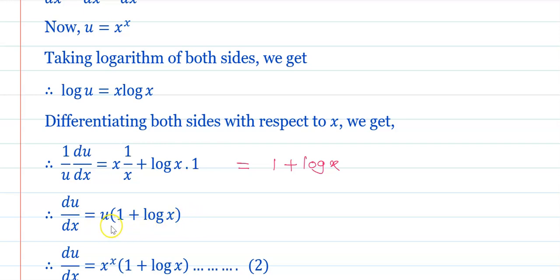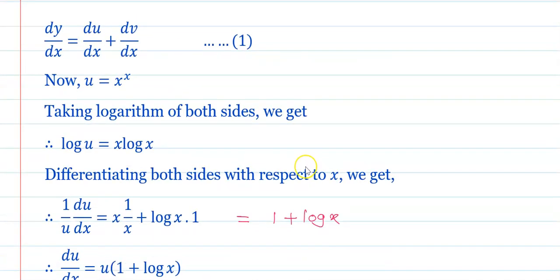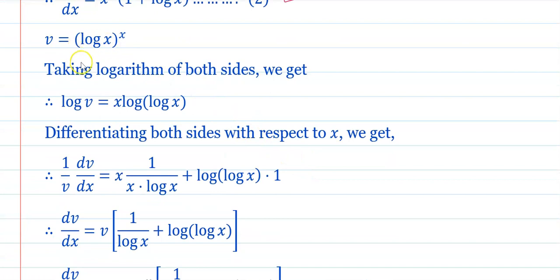Then substitute the value of u. What is u? x raised to x. And this is expression number 2. Now the next. v is equal to (log of x) whole bracket raised to x. Taking log on both sides, then log of v is equal to x into log of log x. Now again differentiating both sides with respect to x.